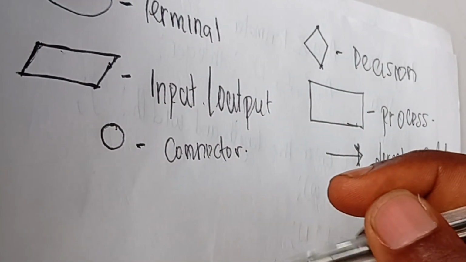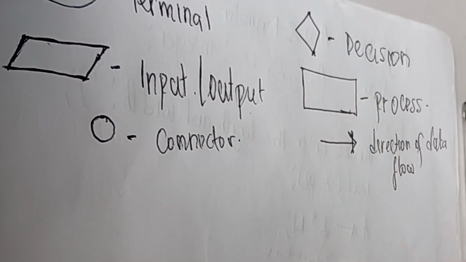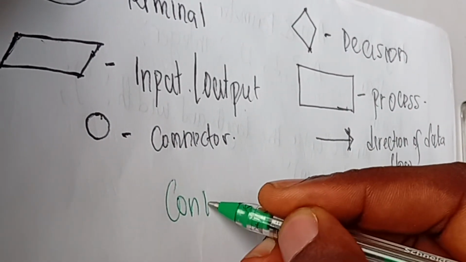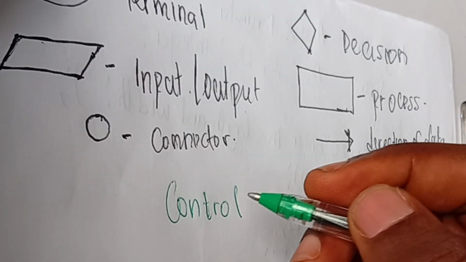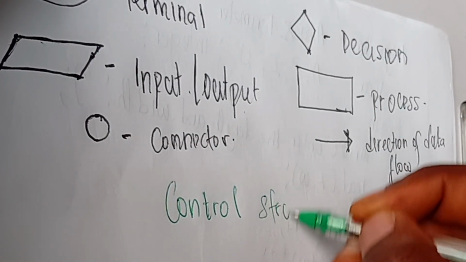So I'm just going to turn the paper. The control structure simply determines how data flows in an algorithm. So yeah, that's what control structures are.